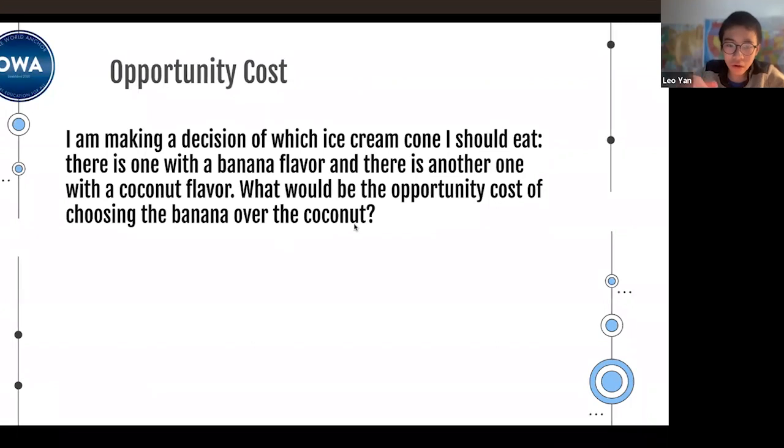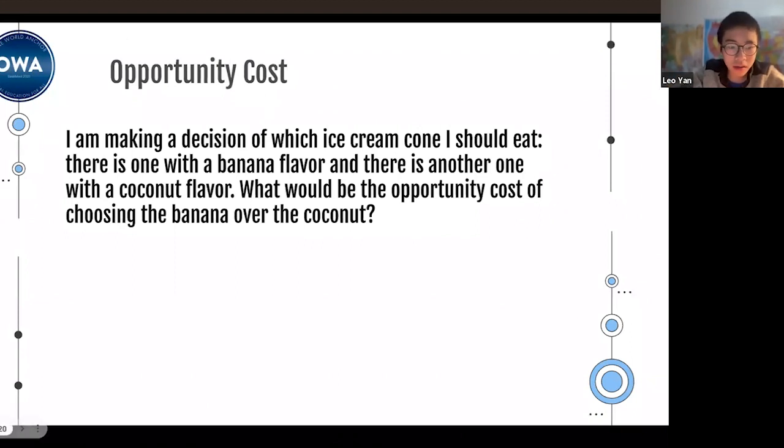So in this case, if you're choosing the banana over the coconut, then you wouldn't be able to have the coconut, right? So the correct answer would be coconut. So you will be losing the coconut that you could have had.